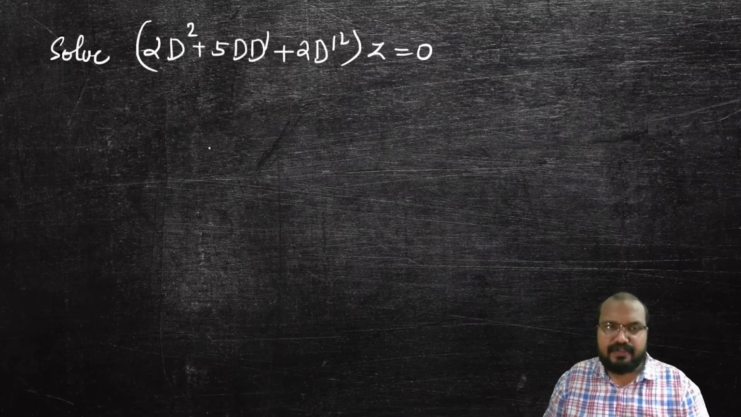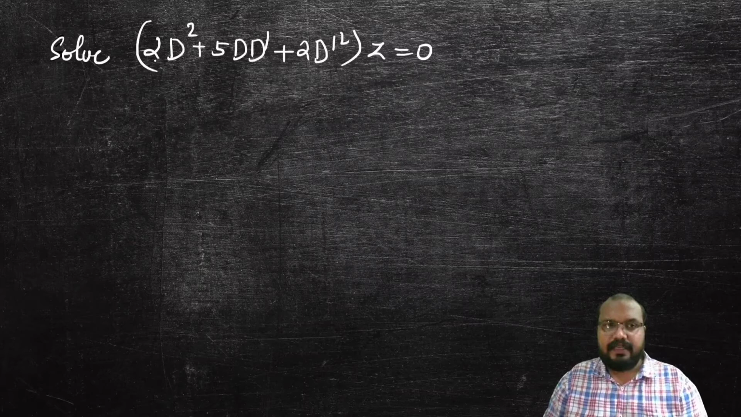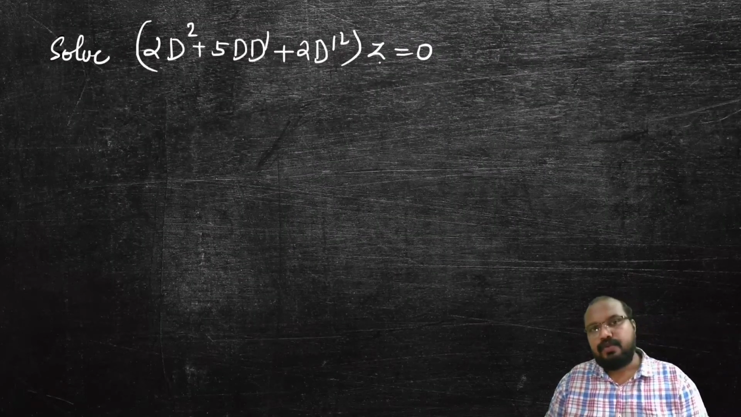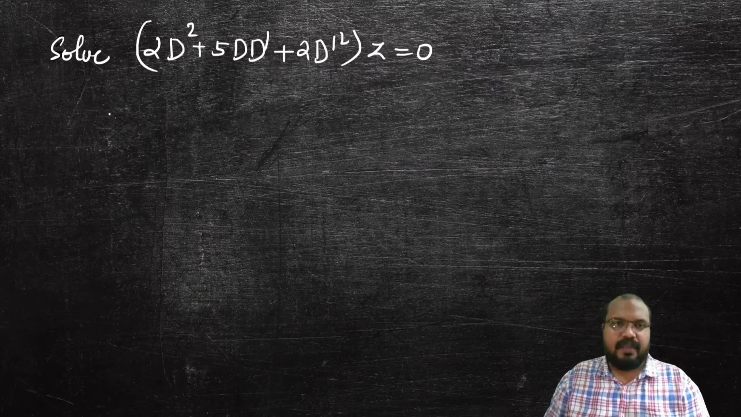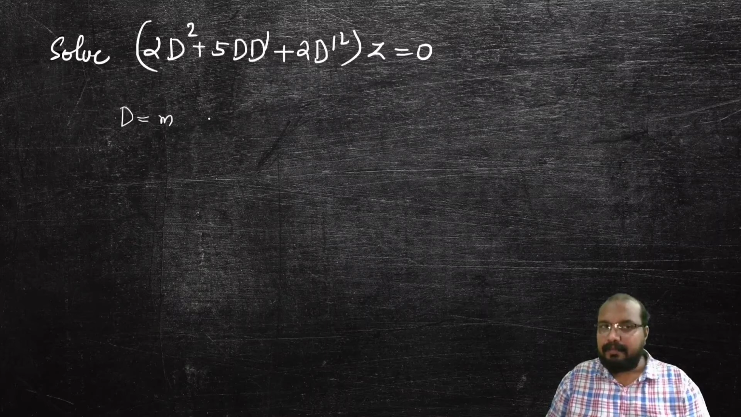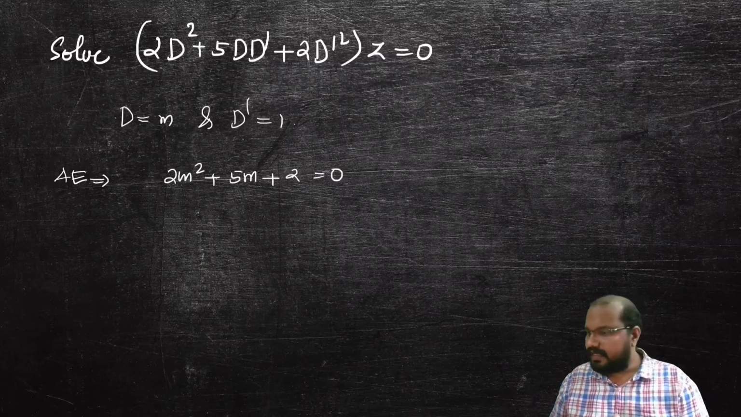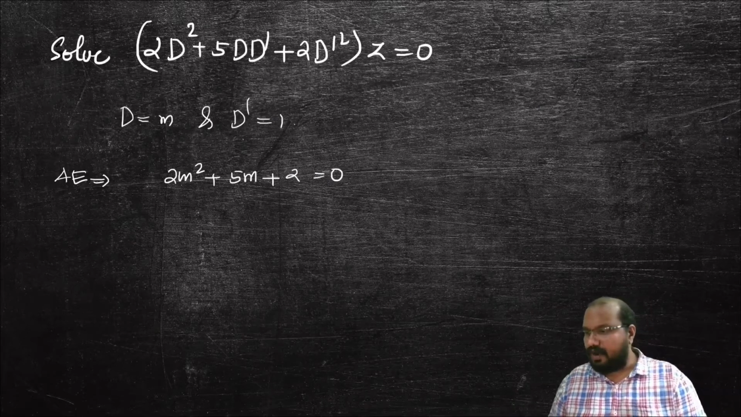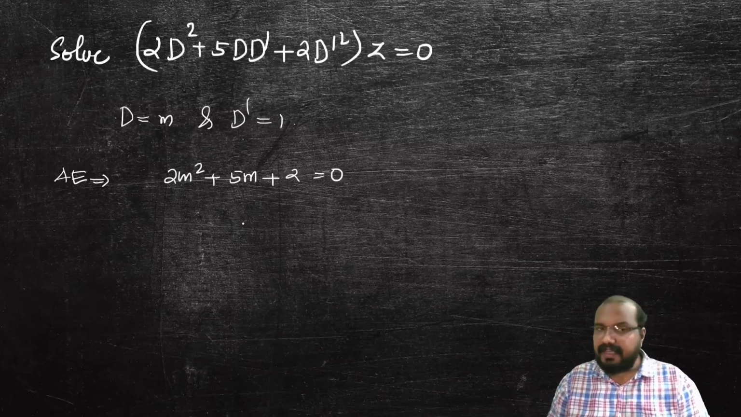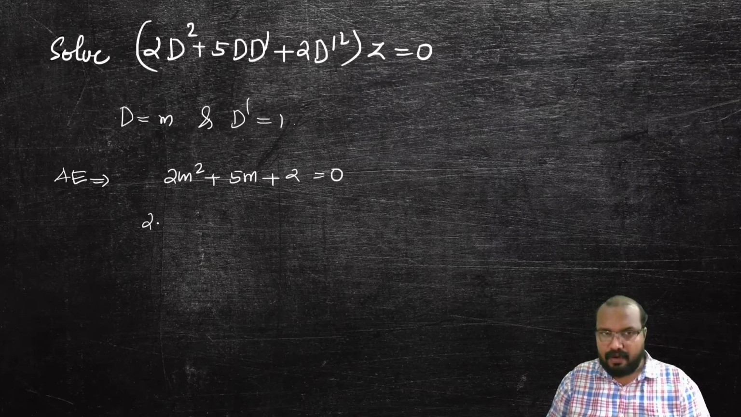Next we are going to solve this question. Solve (2D square plus 5DD dash plus 2D dash square) z equal to 0. Again we replace D equal to m and D dash equal to 1. Therefore the auxiliary equation is 2m square plus 5m plus 2 equal to 0. It's a quadratic equation and we need to solve this. We can solve it using a calculator, or otherwise you can use the school methods.